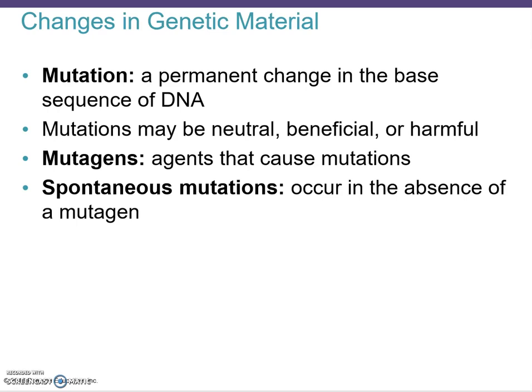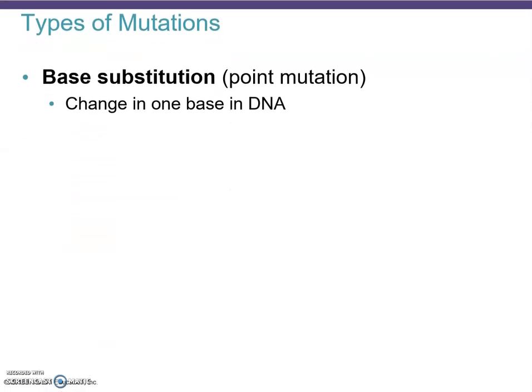Let's continue with mutations. They are changes in the genetic material, permanent changes, that is, in the base sequence of the DNA. Mutations can be neutral, they can be beneficial, or they can be harmful. Mutagens are agents that cause mutations or increase the rate of mutations. Spontaneous mutations are naturally occurring due to errors that were made in the DNA polymerase, for example, or in the RNA polymerase. So here we're going to continue with types of mutations.